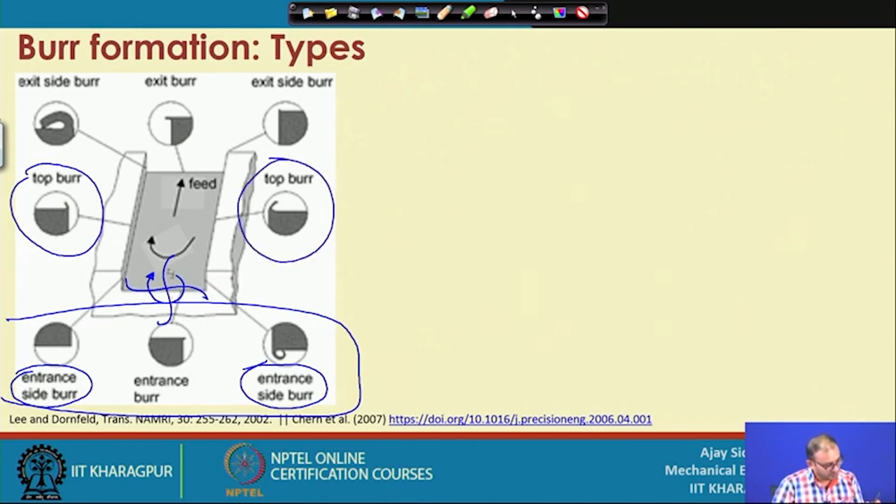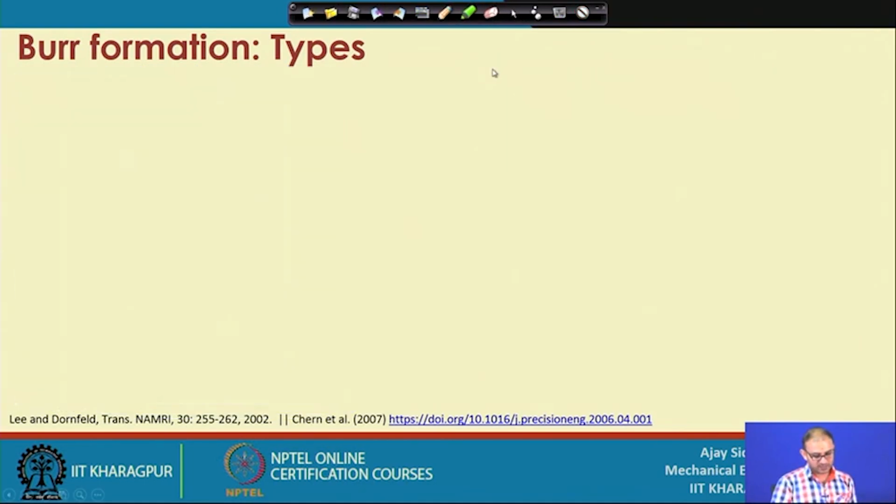And when your tool has completely exited the workpiece, again you can call it the exit side burr, that is on this side, the exit side burr on the right side, and something in between on this side is called the exit burr. So, we have entrance burrs, exit burrs and some top burr on this particular side. These are much better definitions, because by just understanding the exit burr you understand that it is at the end of the cut, and when you talk about the entrance burr, that is when your tool is about to penetrate into the workpiece material.